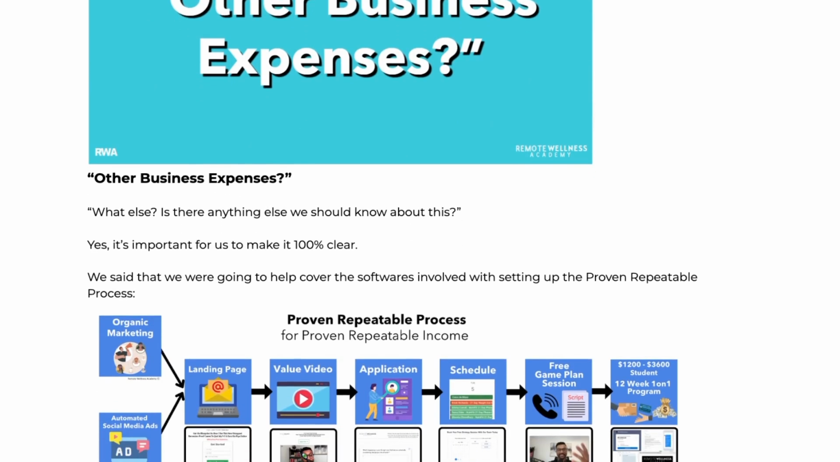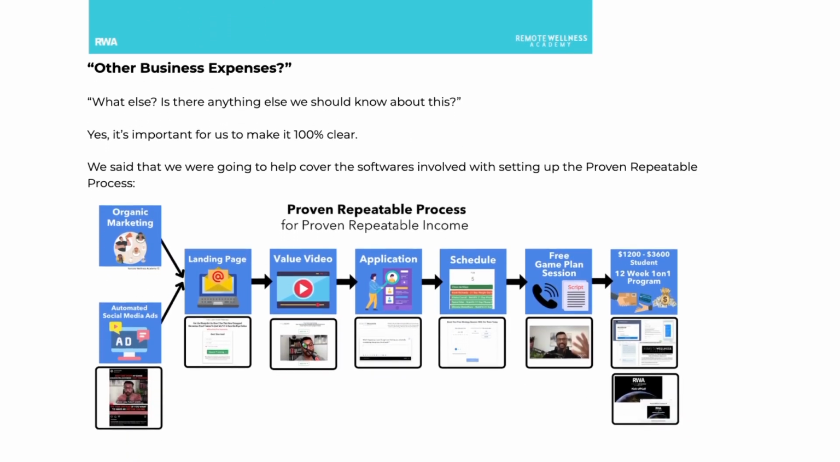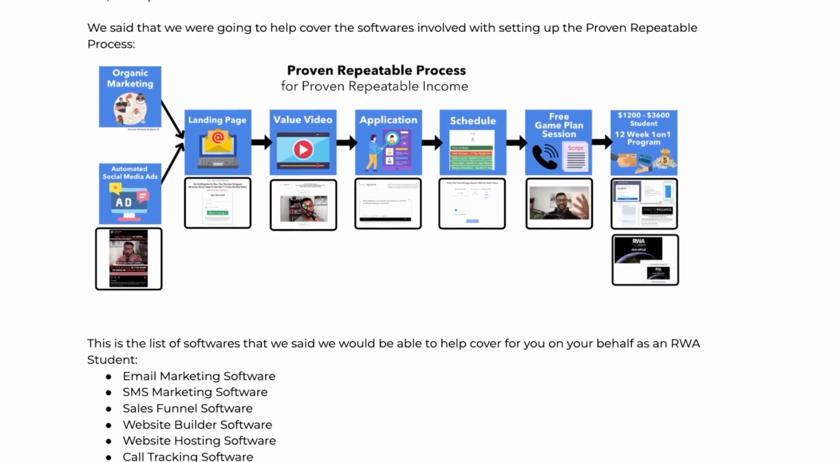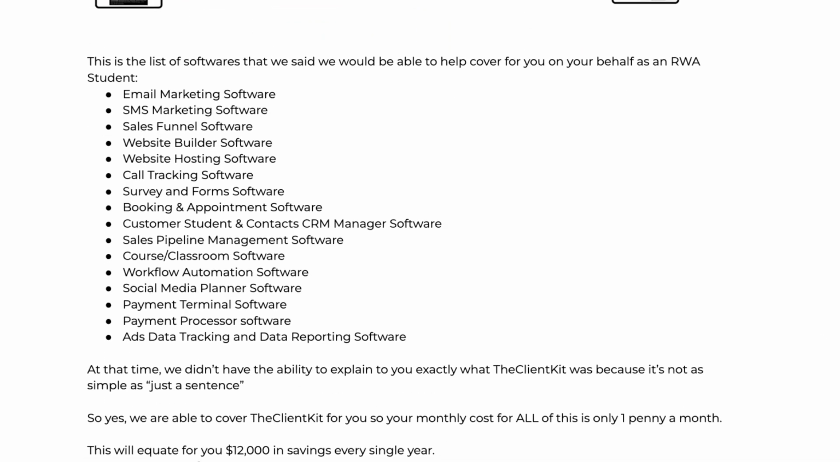I want to make this 100% clear. What we have said from the very beginning of this program is that we're going to help cover the softwares that are involved with setting up the proven repeatable process, right? The list that we talked about that we said we were going to cover on your behalf, this is the same list that we've been talking about. Email marketing software, SMS marketing software, sales funnel, website builder, all of these softwares. I'm not going to go through it again, okay?